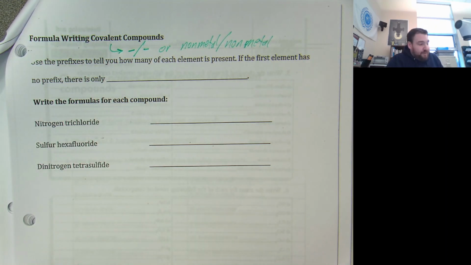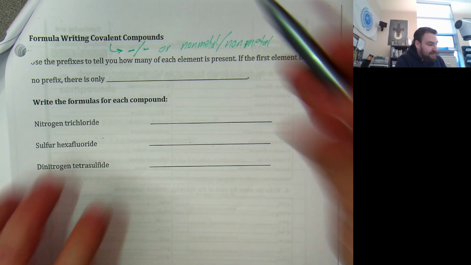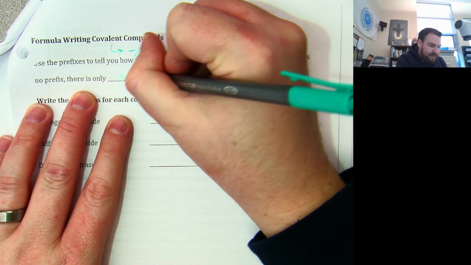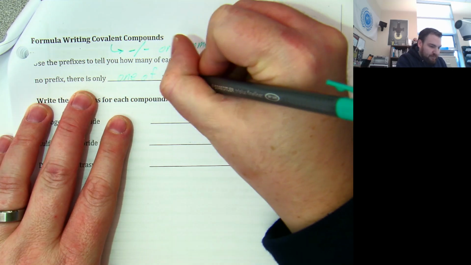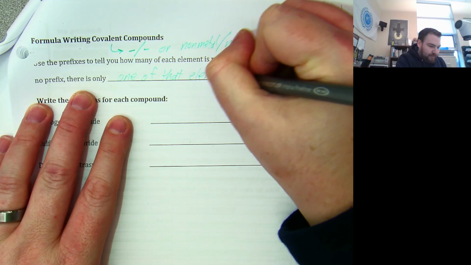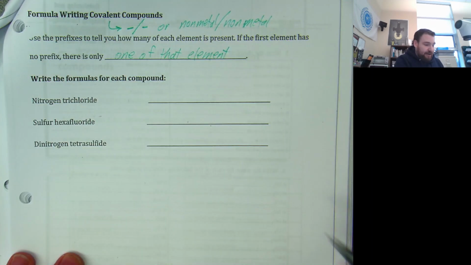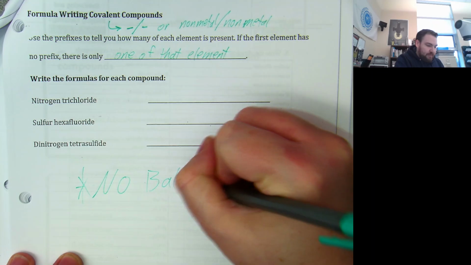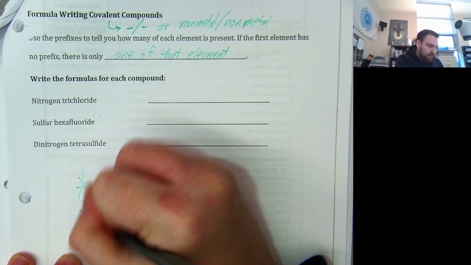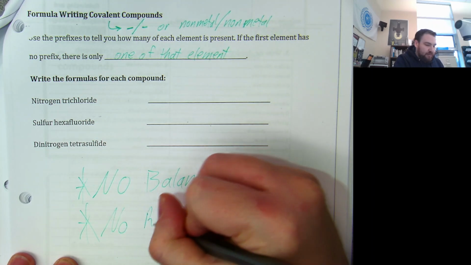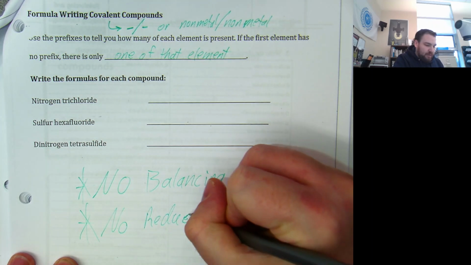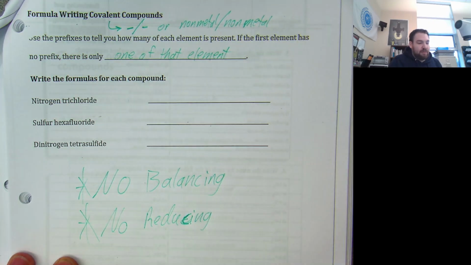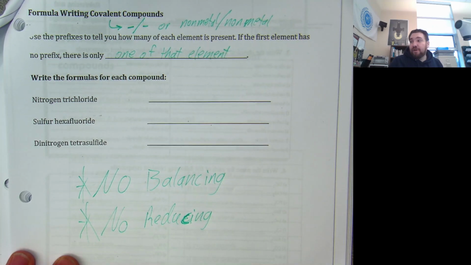Once you can recognize that that's what you've got, there's no balancing, there's no reducing. You write it as written. If the first element has no prefix, there is only one of that element. And I'll go down here and I'll put a big star. No balancing. No reducing. C-I-N-G. No reducing for a covalent compound.